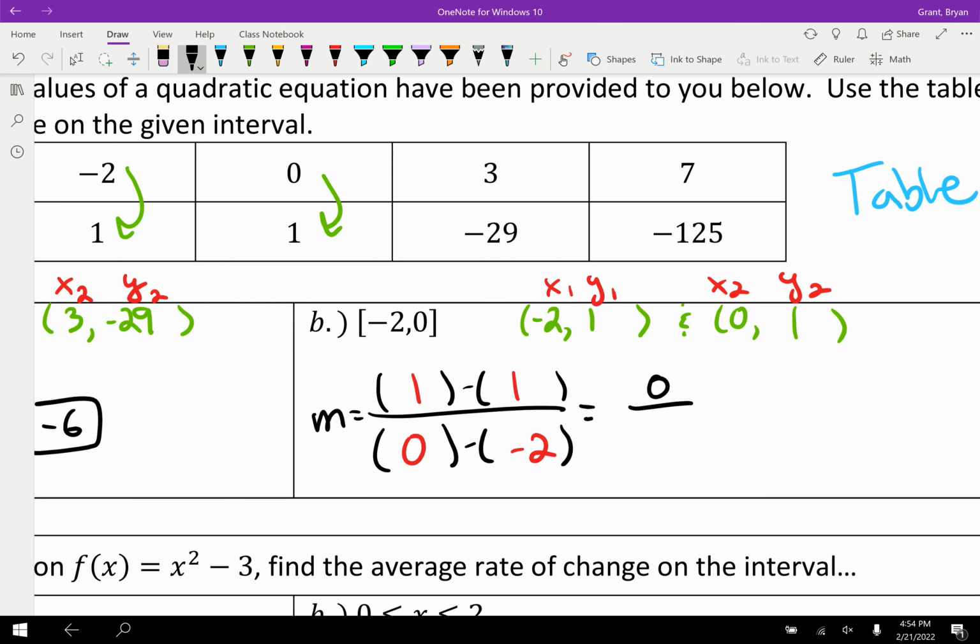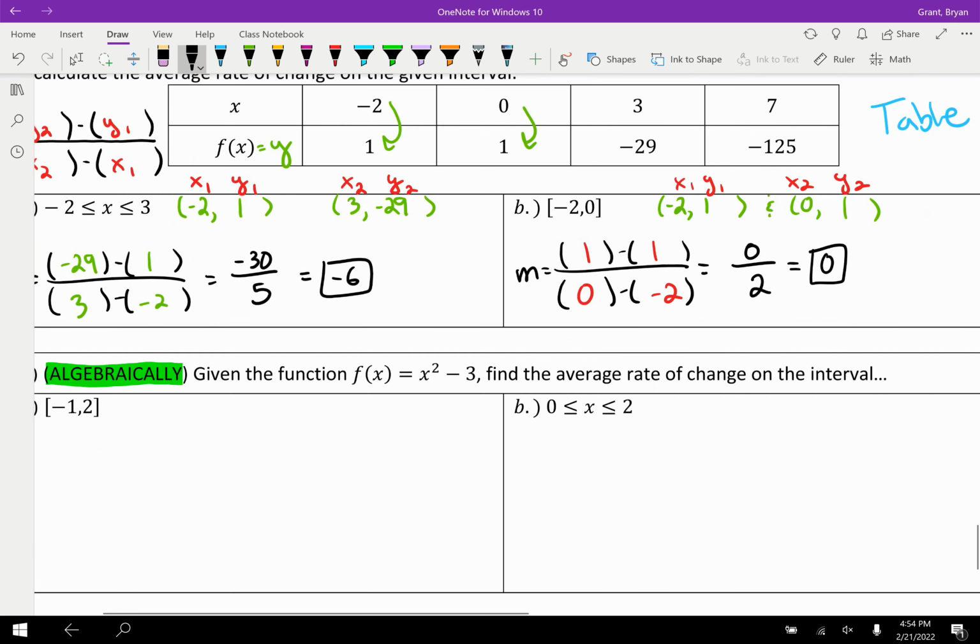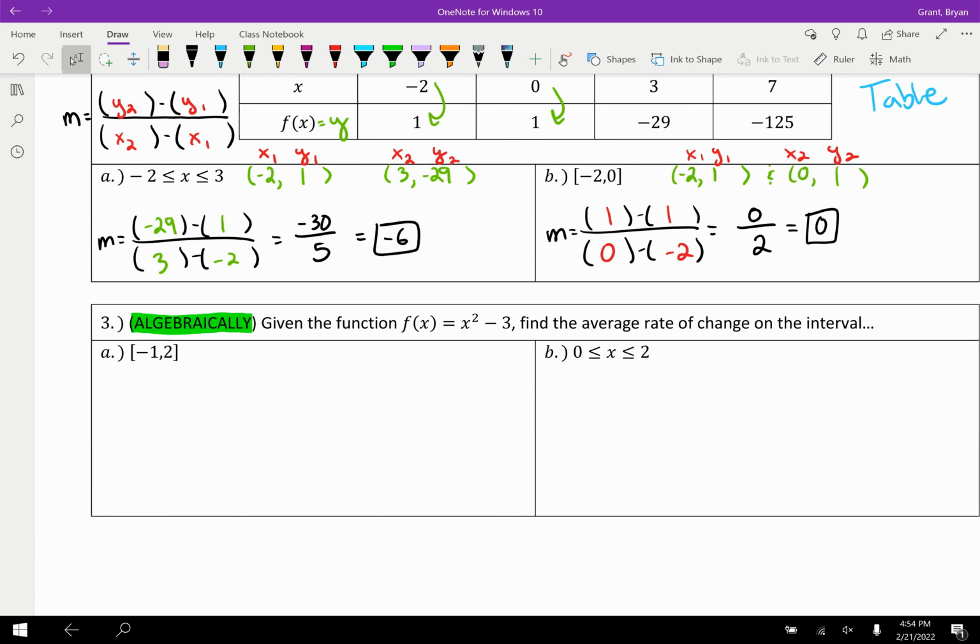1 minus 1 is 0. 0 minus negative 2 is positive 2. And so we have our answer. We could also reduce that. We saw this in the previous question, the graphical question 2. That reduces to 0. Ta-da! All right, third and final situation. We'll fill in the key at the top, and we're done.